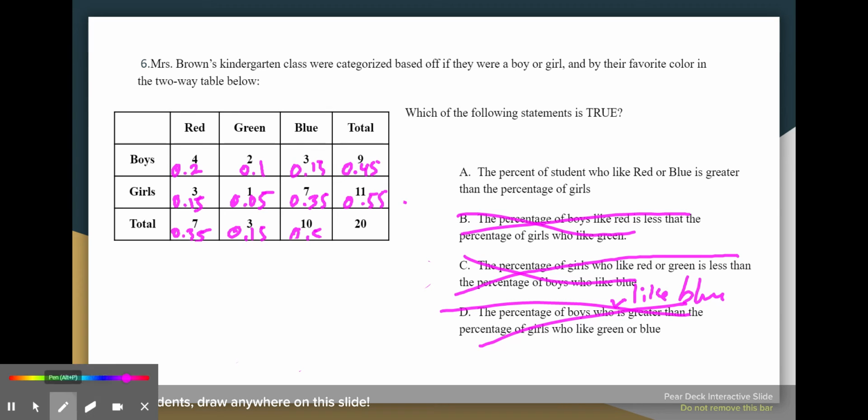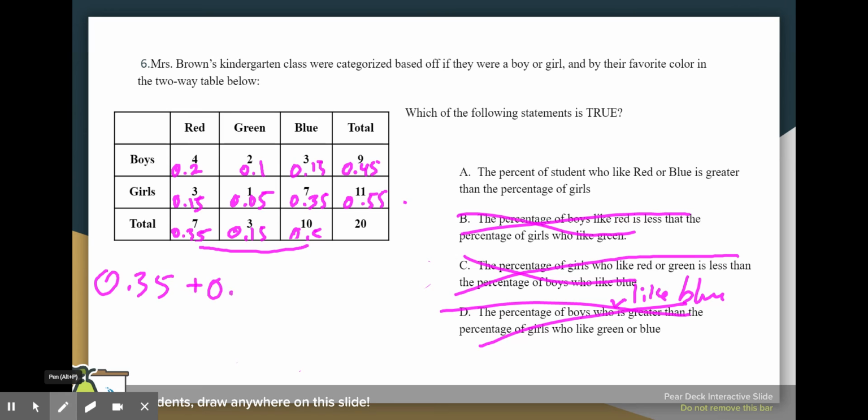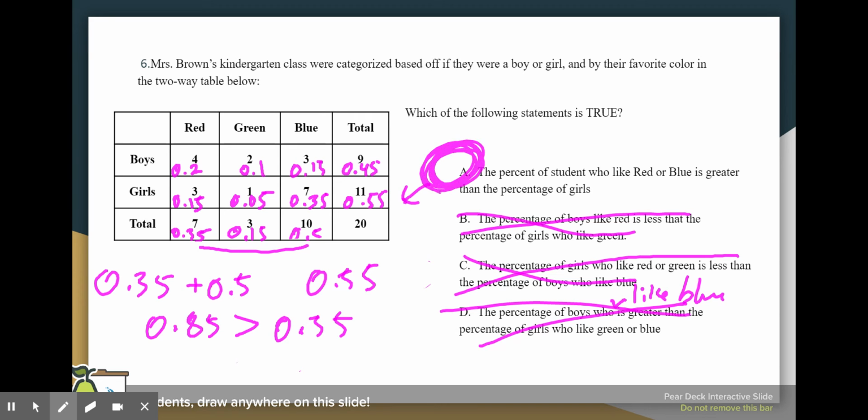Because it said the percent of students who like red or blue. So if this thing that's 0.35 plus 0.5 is greater than the percentage of girls. The percentage of girls is this right here. So 0.35 plus 0.5 is 0.85, and that is greater than 0.55. So this is true. Sorry guys, I can't read.